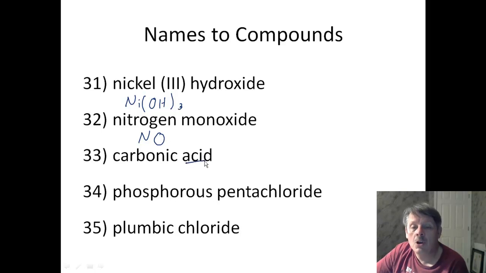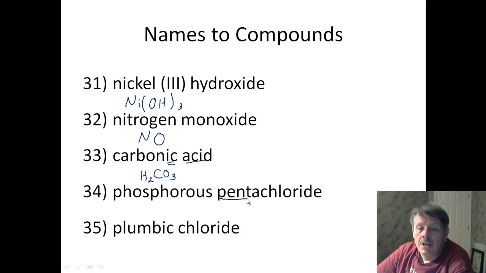Now I have a carbonic acid, and carbonic acid tells me I'm looking for an ate. Carbonate is CO3. I put an H in front of it to make it into an acid. Carbonate has a 2- charge, so I need 2 hydrogens to offset it.